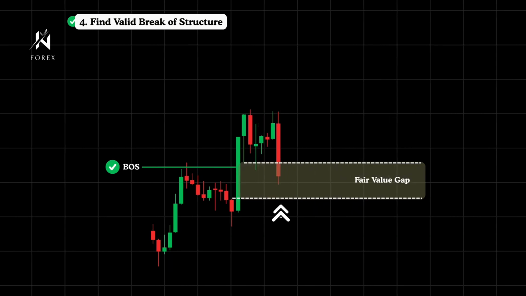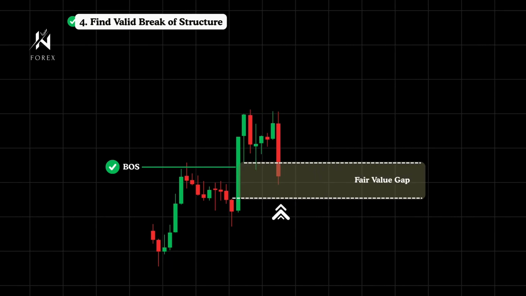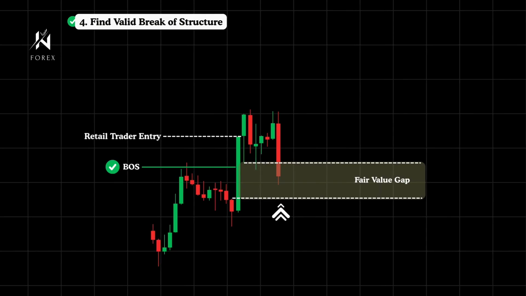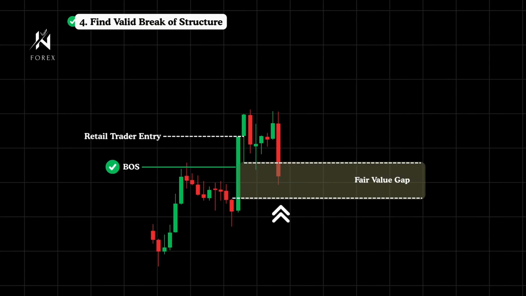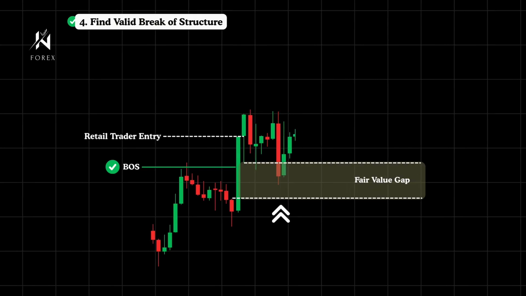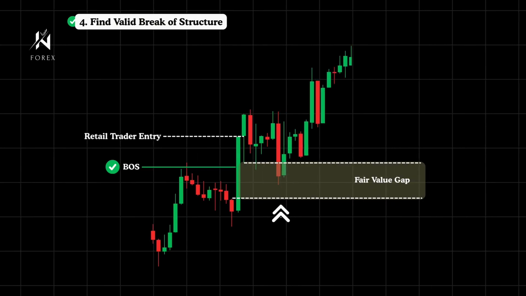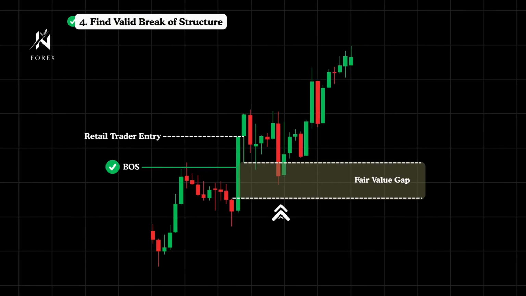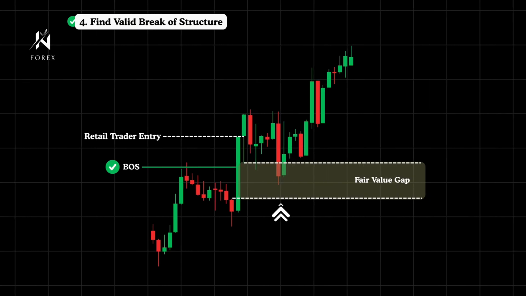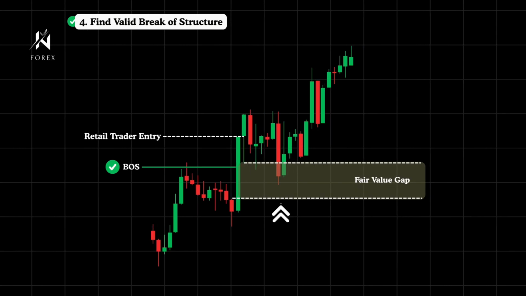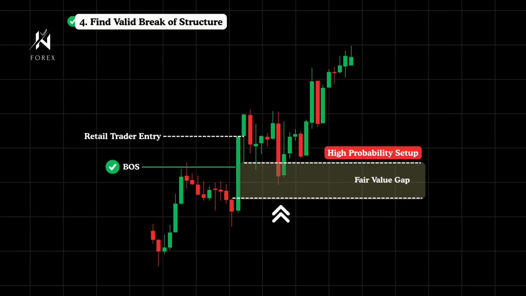This happens because the market has already triggered the stop losses of retail traders who entered after observing the breakout, and in the process, liquidity swept their stops. As a result, price can find support at that level and continue along its previous trend. Therefore, when price moves into the fair value gap after a valid break of structure has formed on the chart, it provides a high probability trade entry setup.